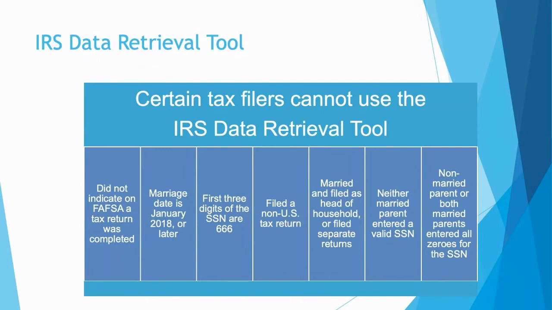If the tax return filed is a non-U.S. tax return, if the tax return was submitted as married head of household, or if two married people filed separate returns, or if neither married parent, in the case of dependent students, entered a valid social security number, or if a non-married parent or both married parents entered zeros for a social security number.